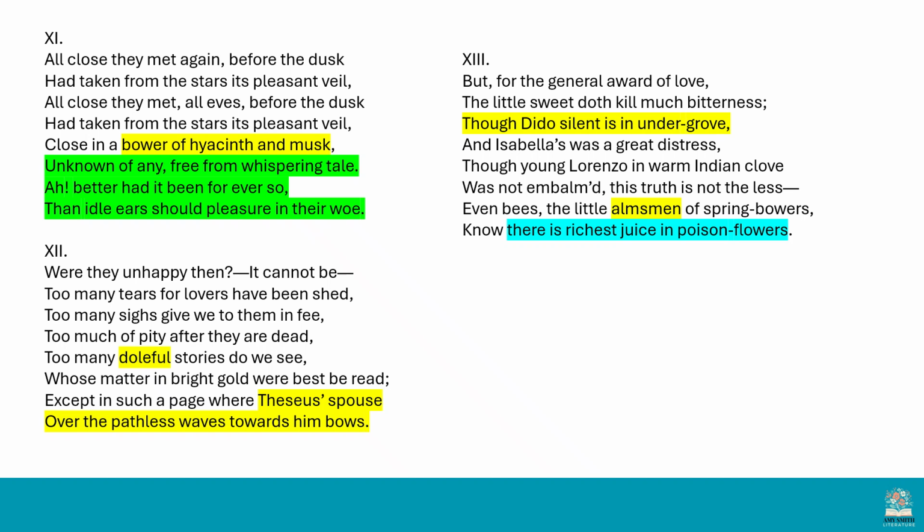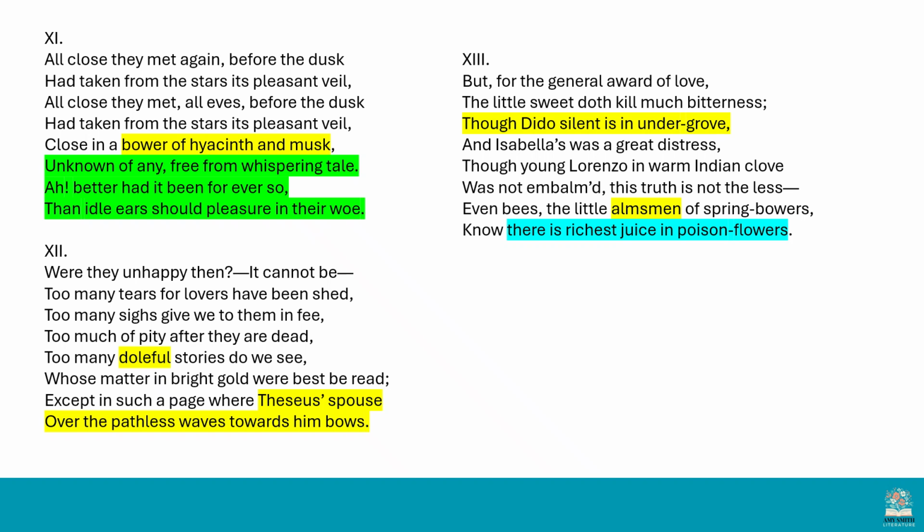So, stanza 12. "Were they unhappy then? It cannot be. Too many tears for lovers have been shed. Too many sighs give we to them in fee. Too much of pity after they are dead. Too many doleful stories do we see, whose matter in bright gold were best be read, except in such a page where Theseus's spouse over the pathless waves towards him bows."